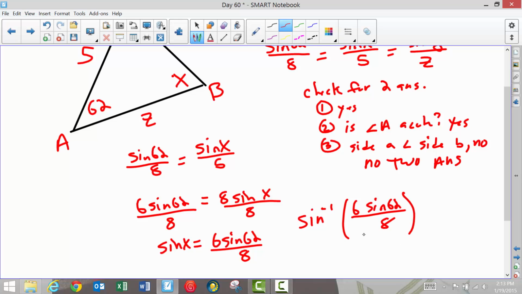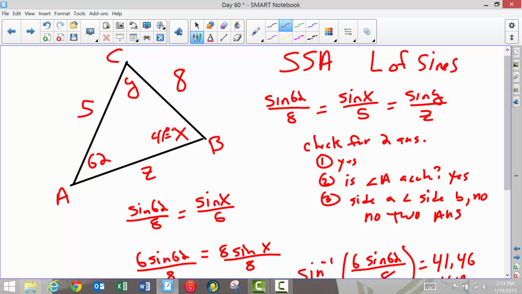So here you've got to use your calculator. So I go sine inverse, 6 sine 62 over 8. And I get 41.46. Round to the nearest whole number, and that is 41 degrees. So x is 41. Not going to have two answers because side A is not less than side B.